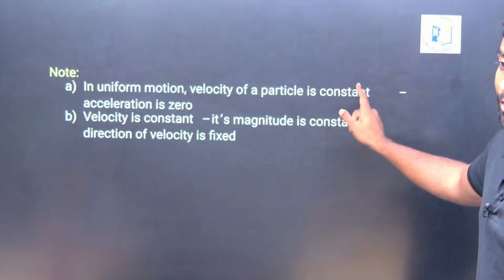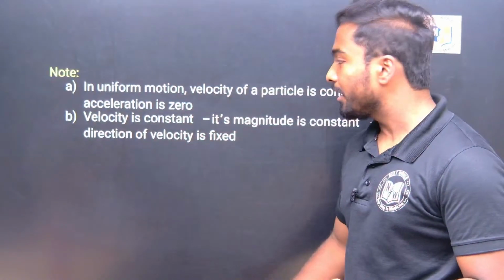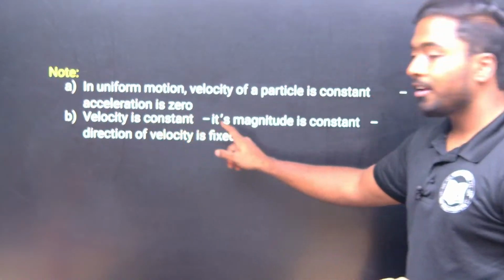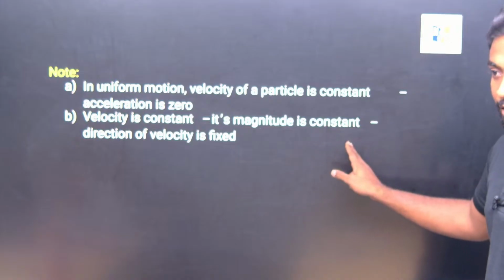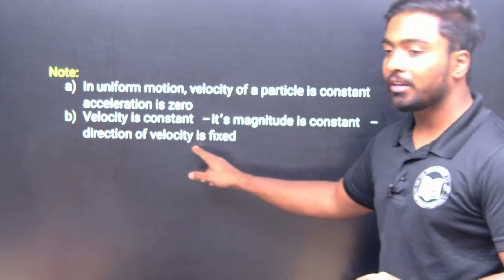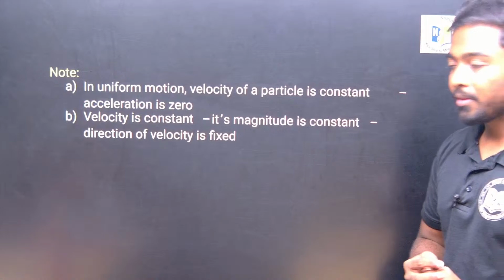So in uniform motion, the velocity of a particle is constant, which means acceleration is 0. This is the first point. Velocity is constant, its magnitude is constant, which means the direction of velocity is fixed.